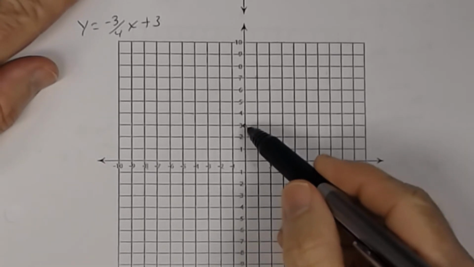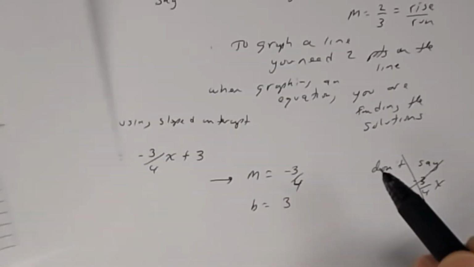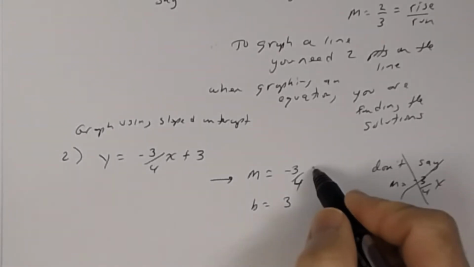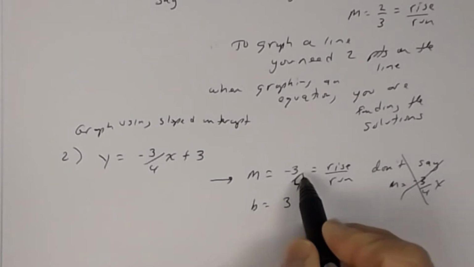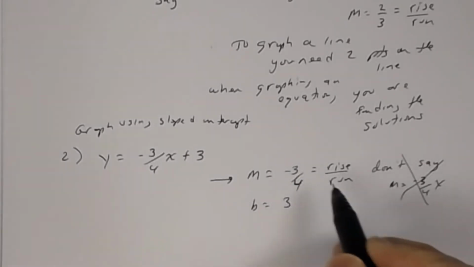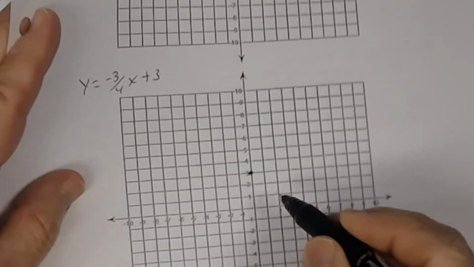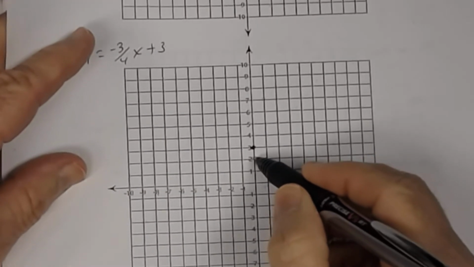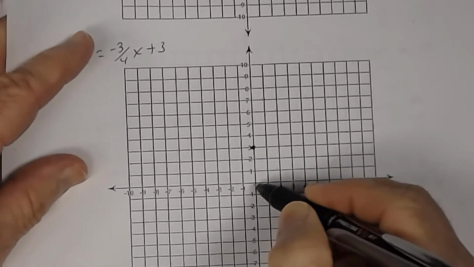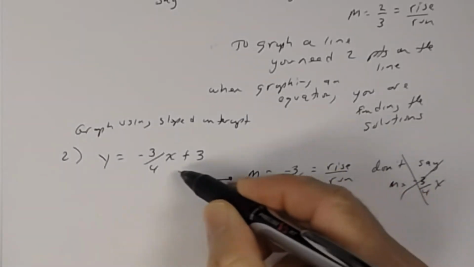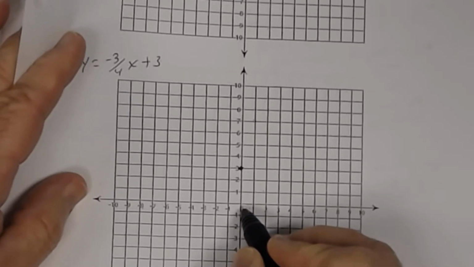So from this y-intercept, I'm going to use the slope. So the slope of this line is negative 3/4, rise over run. My rise is negative 3. So remember, rise means going up and down. So since my rise is negative 3, what I'm going to do is I'm going to go down 3. 1, 2, 3. So I'm right here. Don't put a dot there. You just hover over it. Now my run is a positive 4. Since my run is a positive 4, I go to the right 4.